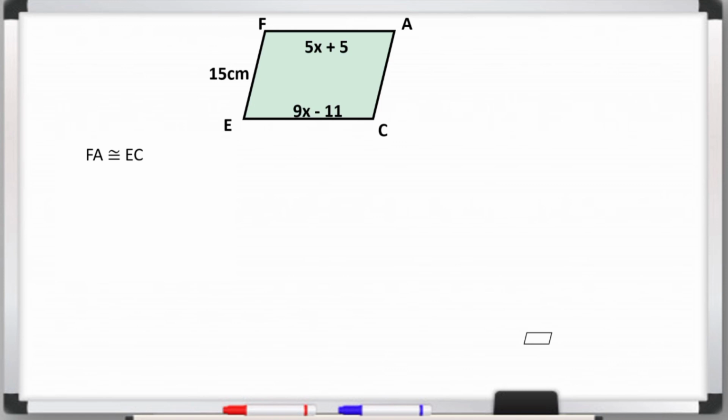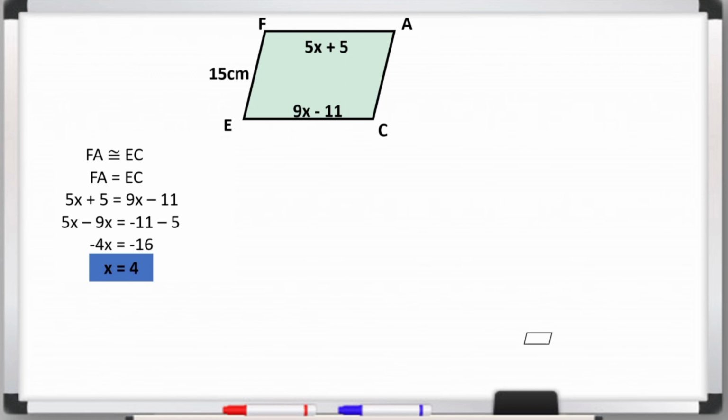Side FA is congruent to side EC. If they are congruent, they are also equal. FA equals 5x plus 5, equals EC, 9x minus 11. Combining like terms, 5x minus 9x equals negative 11 minus 5. 5x minus 9x is negative 4x, equals negative 11 minus 5, which is negative 16. Divide both by negative 4, x equals 4.